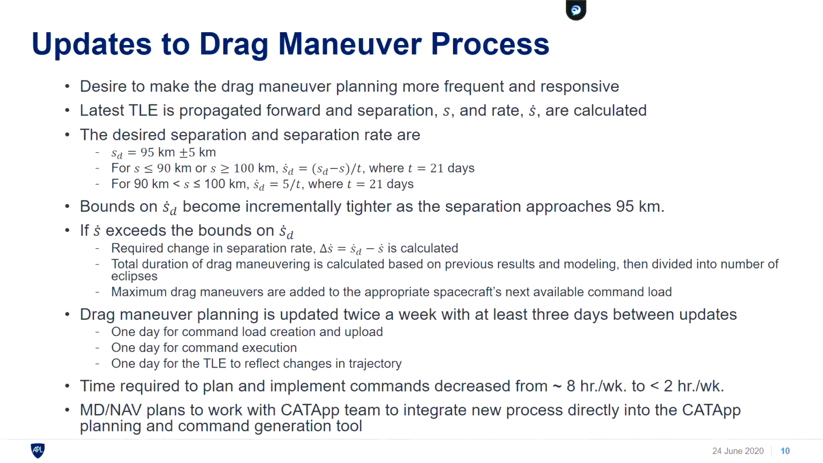If the current separation rate exceeds the acceptability bounds on the desired separation rate, then the required duration of differential drag maneuvering is calculated and added manually to the next available command load. This drag maneuver planning currently occurs twice a week on Mondays and Thursdays. And these process updates have also significantly reduced the amount of time required for planning each week. We plan to reduce that time even further by integrating the new process directly into the CAT app planning and command generation tool.